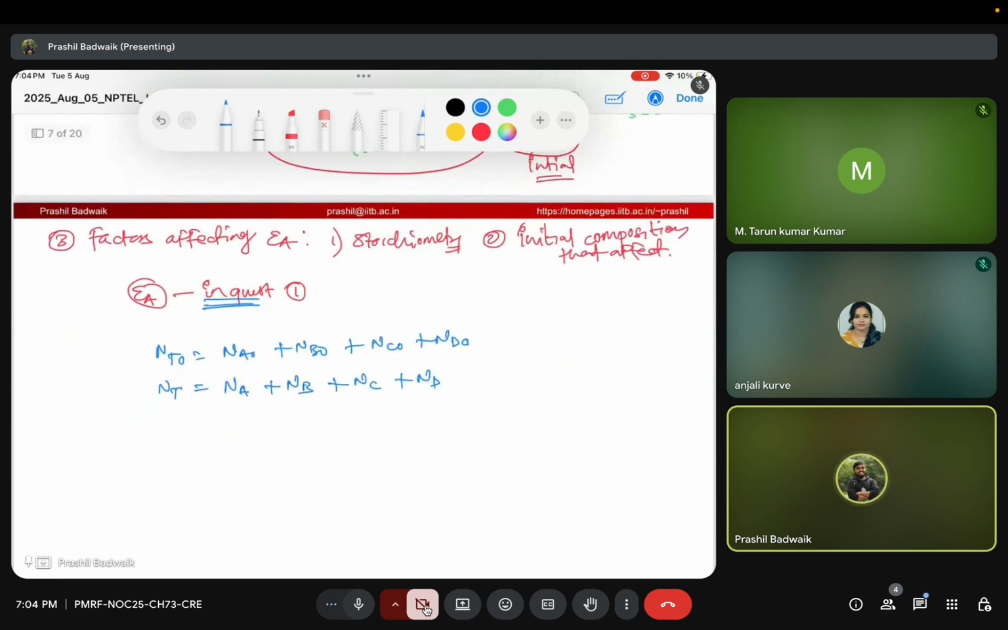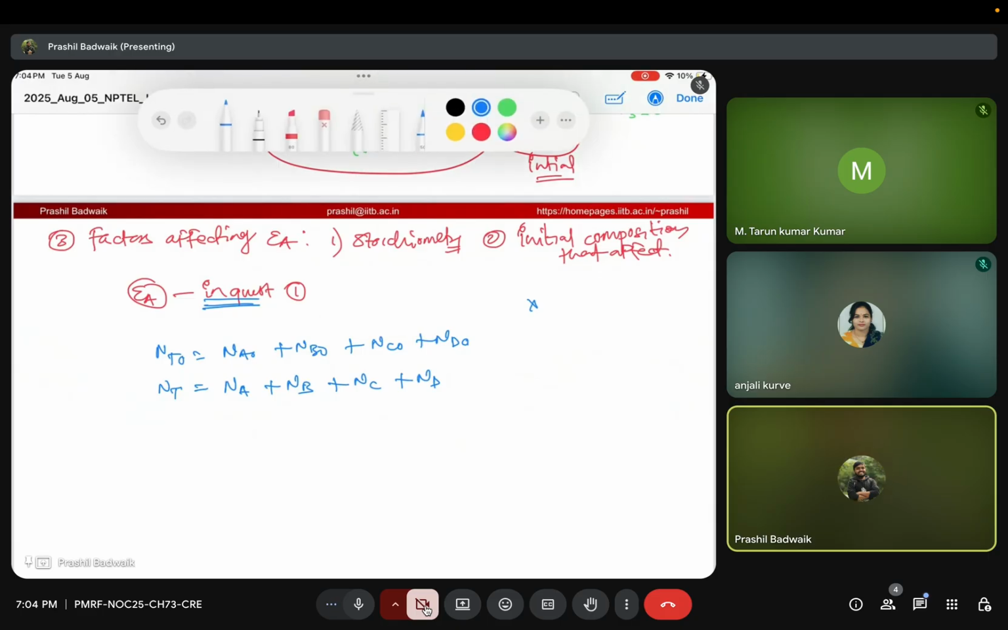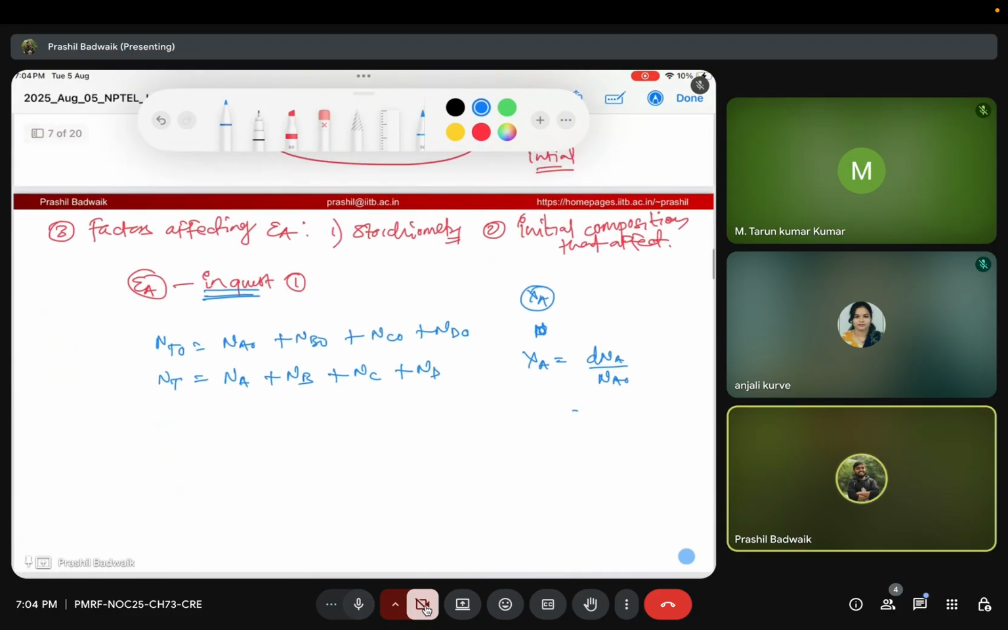And you know, if xa is the conversion of a, how to calculate xa? Conversion is basically how much mole has converted. So xa will be equal to dna by na naught. That means it is the change in number of moles per unit initial value. Whenever we are taking reference, it is always the initial value.